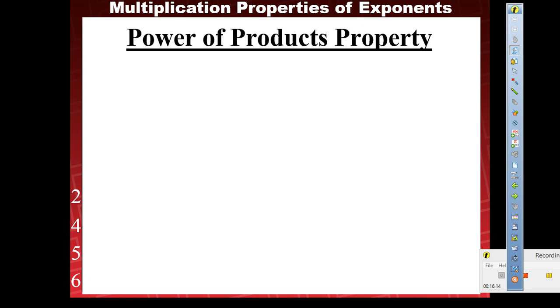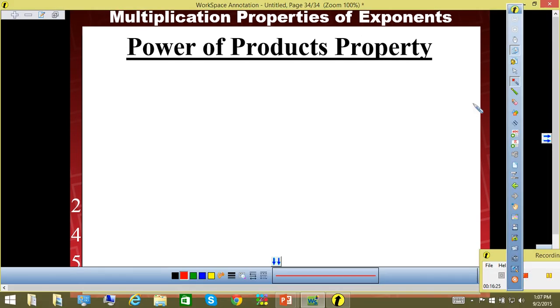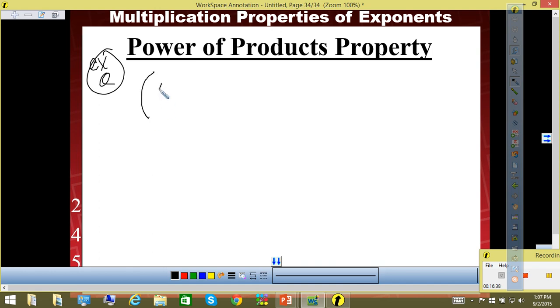So write down power of products property. We already finished yesterday product of powers. Right now we covered power of powers. And right now we're going to cover power of products. Write example Q. Copy this. Parentheses 2x to the 4th, close parentheses, to the 5th power.